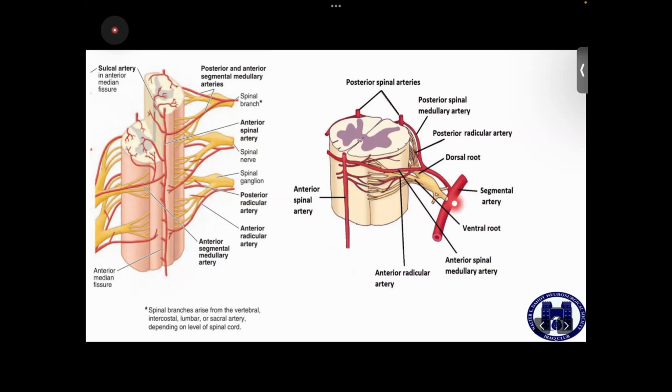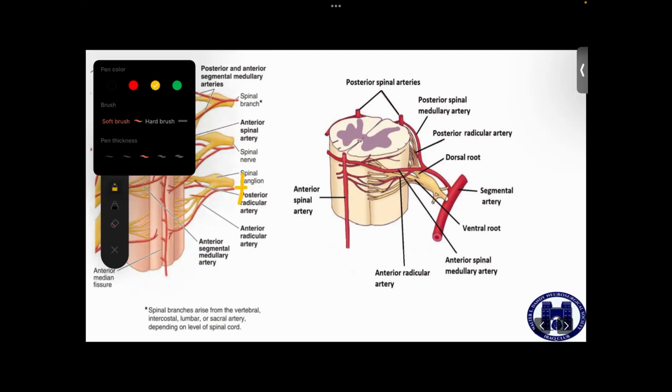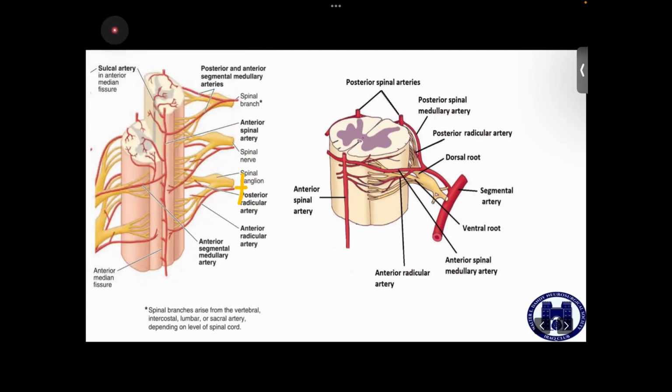If we take the thoracic level, it arises from the posterior intercostal arteries. This is the posterior intercostal artery. The posterior intercostal artery will then give a branch. As I'm showing with my laser pointer, it's called the segmental spinal artery.